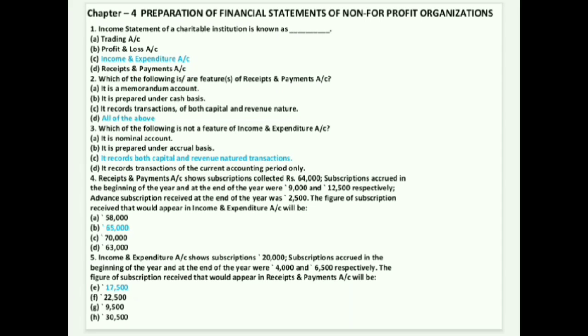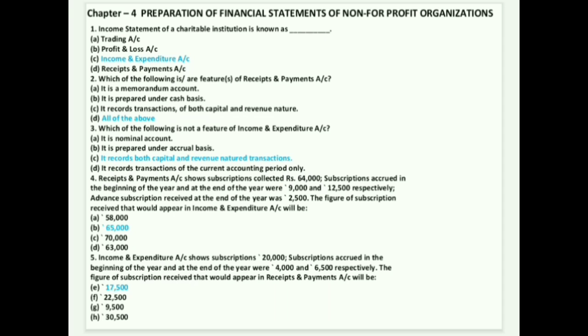Okay. Now question 2: which of the following are features of receipt and payment account? Well guys, here all the options are correct. The first option is it is a memorandum account. It is prepared under cash basis. It records transactions of both capital and revenue nature. So all are different points and all are correct for the receipt and payment account. So obviously I must say that the receipt and payment account relates to all of them.